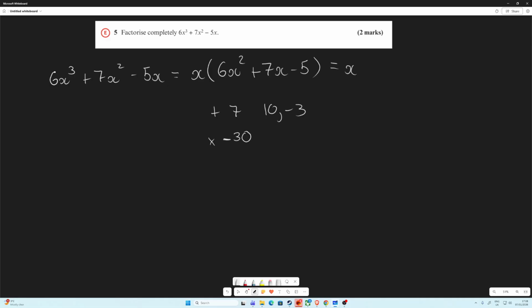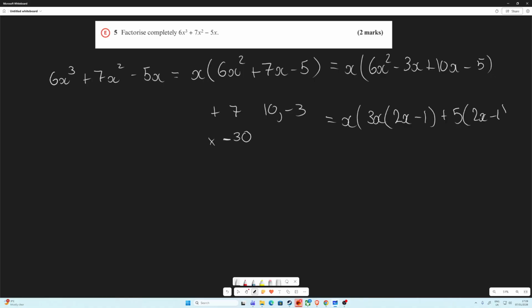So that's going to be x times 6x squared minus 3x plus 10x minus 5, which is x into, this will be 3x. We're going to be left with 2x minus 1 plus 5 times 2x minus 1. So the answer will be x into 3x plus 5 into 2x minus 1.